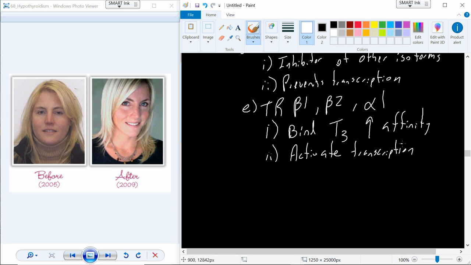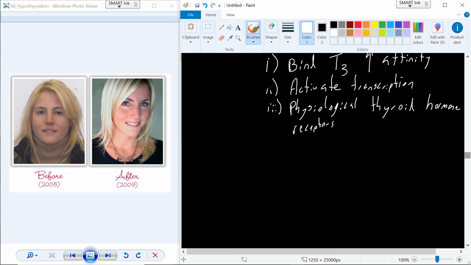So we begin to generate new transcripts that can become protein, which can change the physiology in the cell. So these are classified as the physiological thyroid hormone receptors. So let's talk a little bit about the transcription activation.